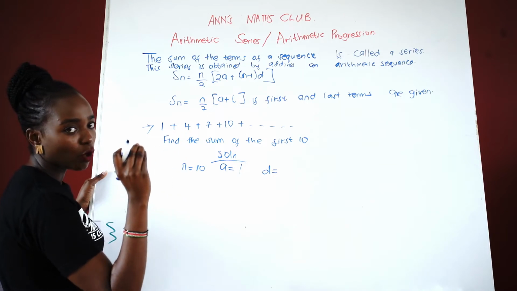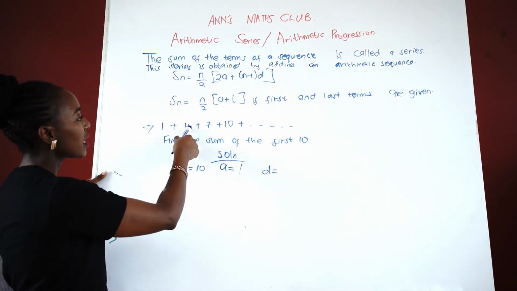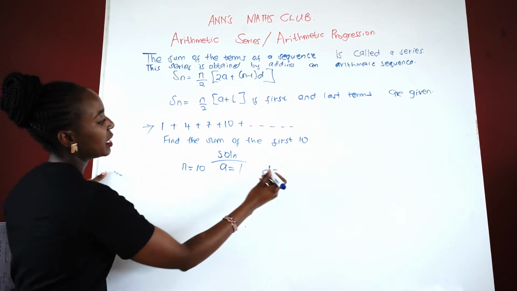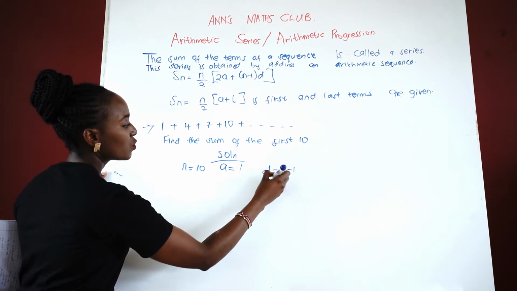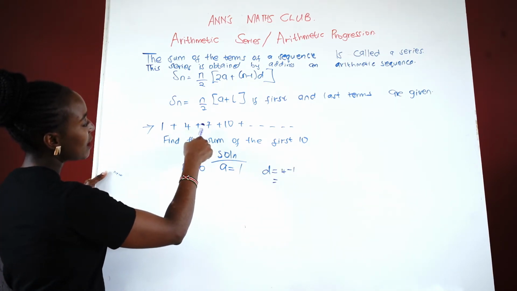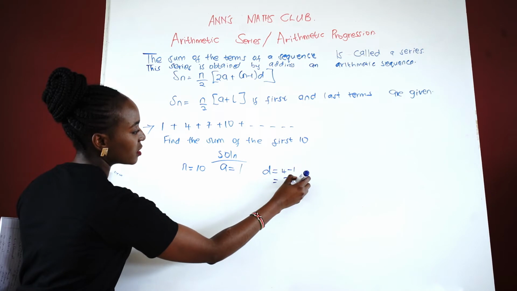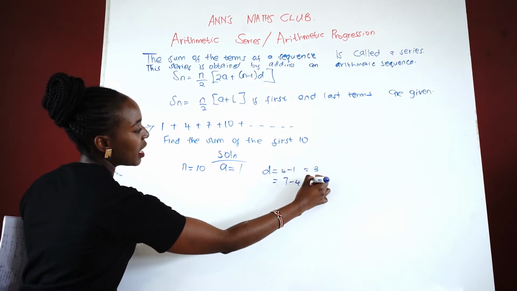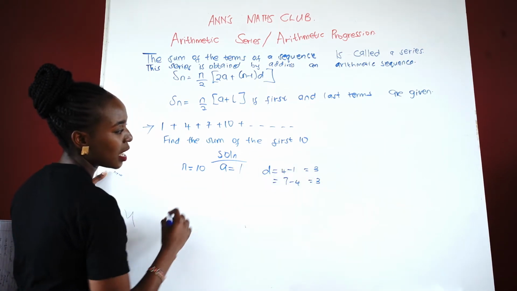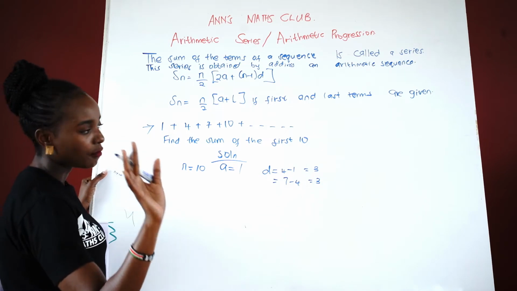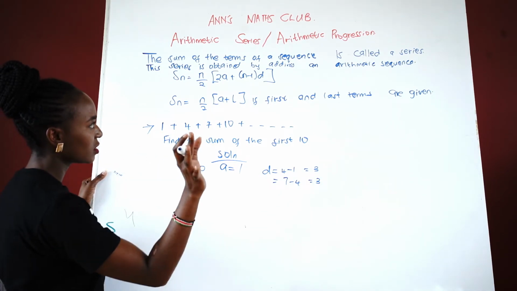How do we find the common difference? We take the second term less the first term. That is 4 minus 1. It could also be the third term less the second, 7 minus 4. Both of them will give us the same number because it's a constant. So our d is 3. Perfect. We have those 3 items.